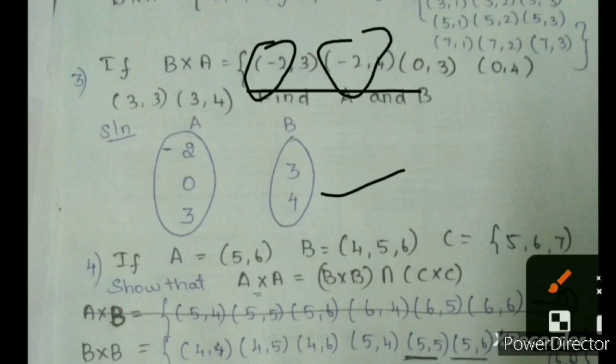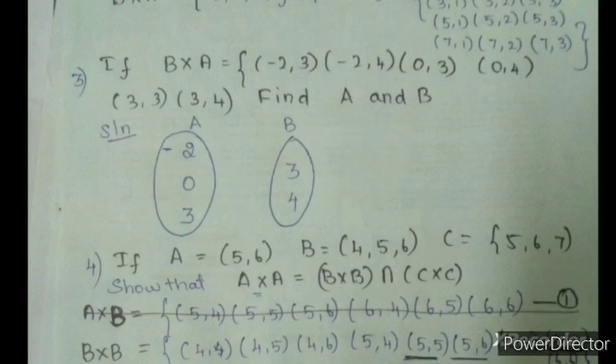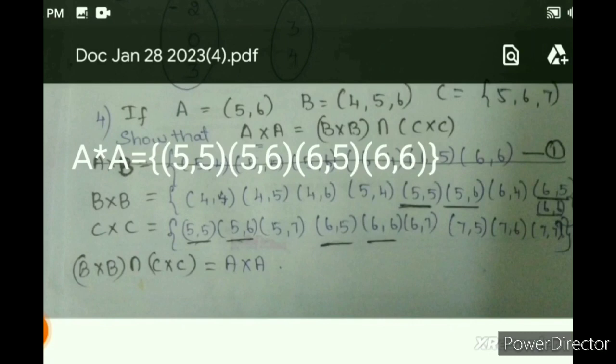Because -2 is present here, I have written it here, and then 0 and 3, and then 3, 4, 3, 4 are repeated again and again. So 3 and 4 are the elements here. I'm going to the fourth sum. If A is equal to 5, 6, B is equal to 4, 5, 6, C is equal to 5, 6, 7, show that A cross A equals B cross B intersection C cross C.